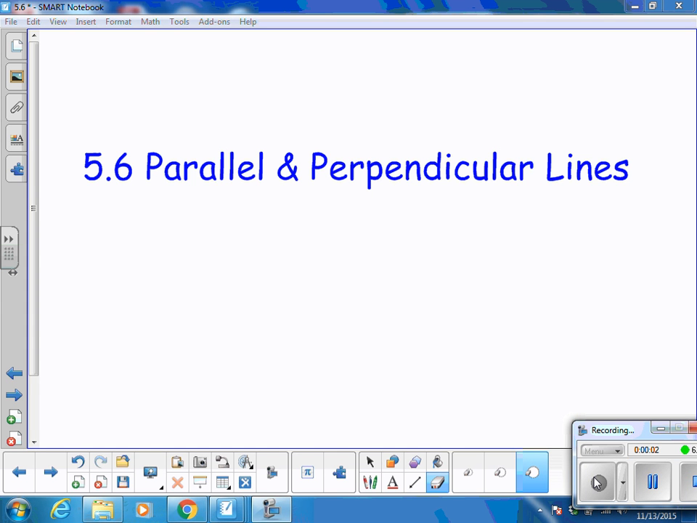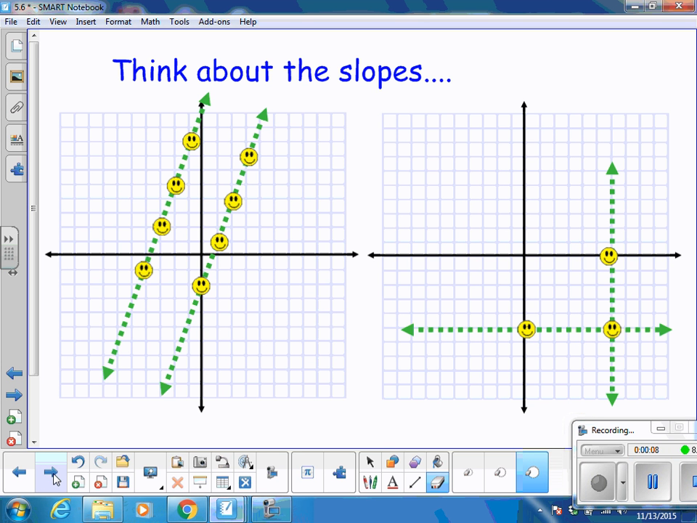All right, let's continue in our quest of linear functions, chapter 5, section 6, parallel and perpendicular lines. So let's look at the slopes of two parallel lines. The slope: 1, 2, 3 by 1, so the slope is 3 over 1, or 3. This line right here, 1, 2, 3, and it runs 1, so the slope of this line is also 3 over 1, or 3. Interesting.